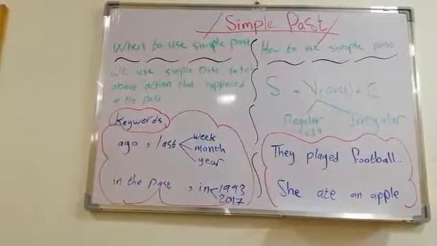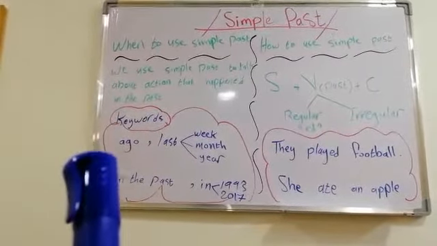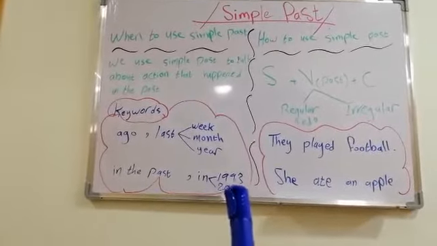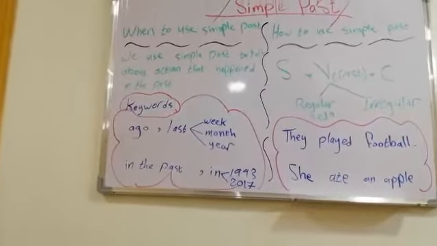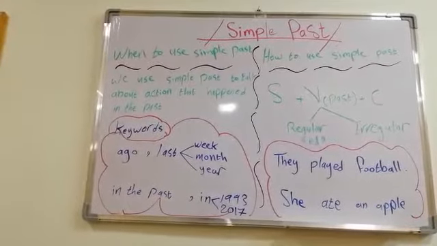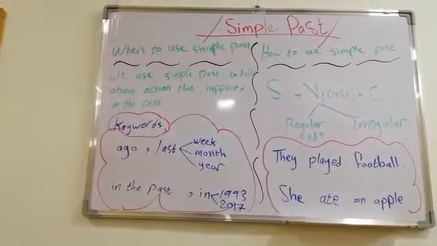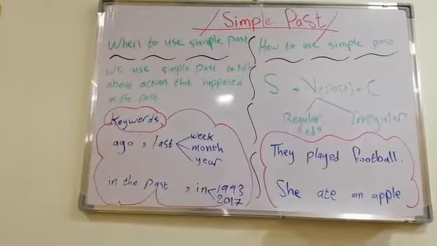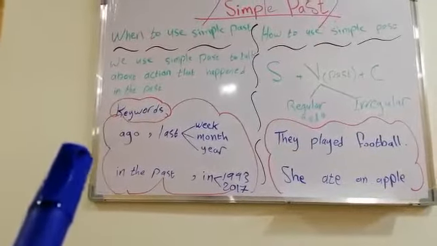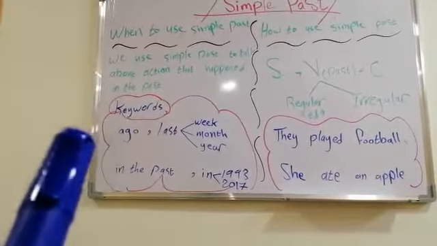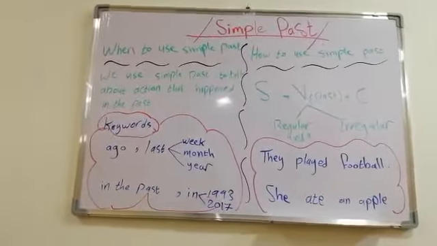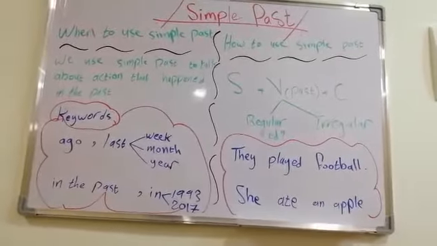For example, when you see the word ago, last week, last month, last year, in the past, in 1993 or in 1917, all of those keywords tell us that the tense of the sentence, زمن الجملة, is simple past. Okay, student?